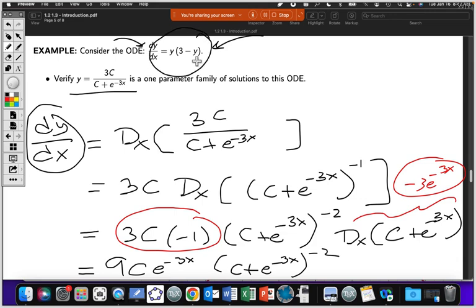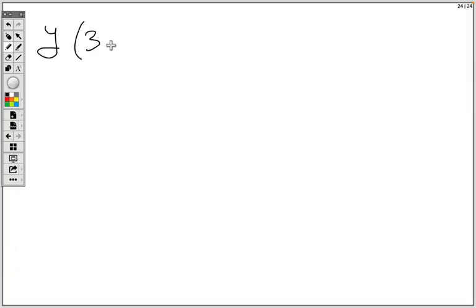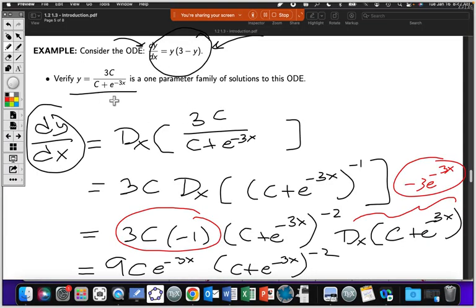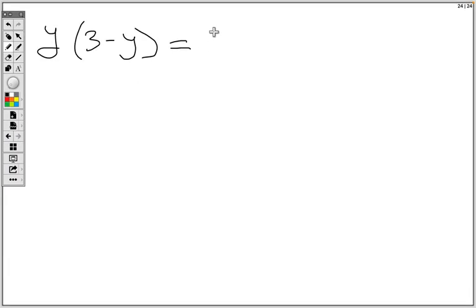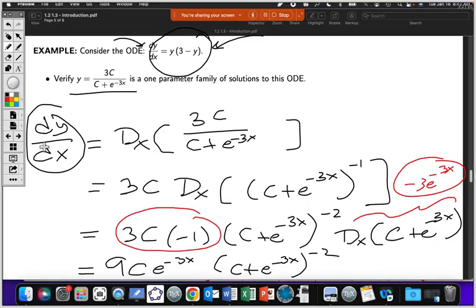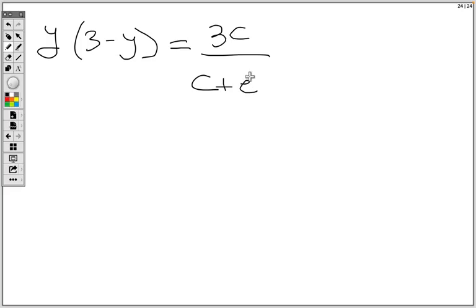Now to verify that this function is a solution to the differential equation, I need to compute the right-hand side and see if I can get it to match the left-hand side. So now I'm going to look at y times the quantity 3 minus y. So I'm going to plug this in: 3c over c plus e to the minus 3x, times 3 minus this.